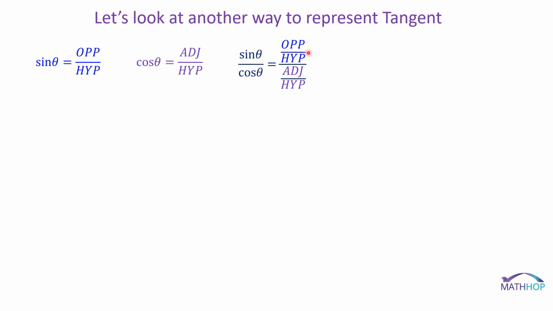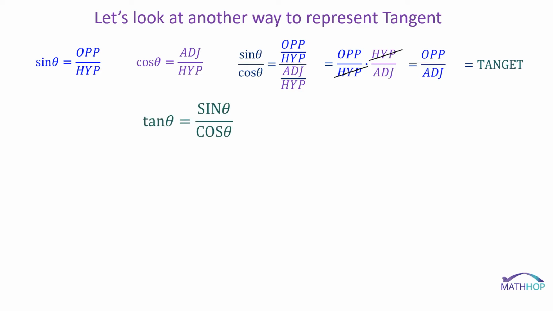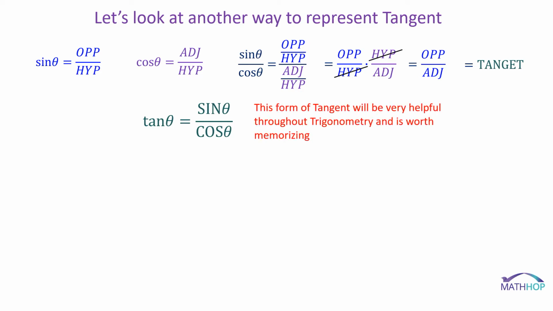So we have opposite over hypotenuse divided by adjacent over hypotenuse. Remember, when you divide by a fraction, you keep the top, change division to multiplication, and flip the bottom. So that's what we'll do. We will wind up with opposite over hypotenuse times hypotenuse over adjacent. We will simplify this by dividing out hypotenuse, and we see that when we do sine divided by cosine, we get opposite over adjacent. Well, that's OA. That's equal to tangent. So tangent is equal to sine over cosine, which would also make cotangent cosine over sine. This form of tangent will be really, really helpful throughout trigonometry, so it's worth memorizing.